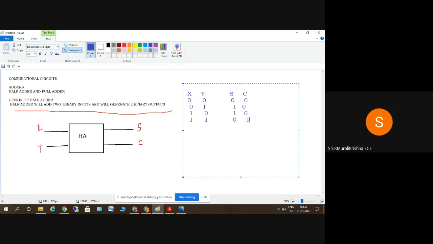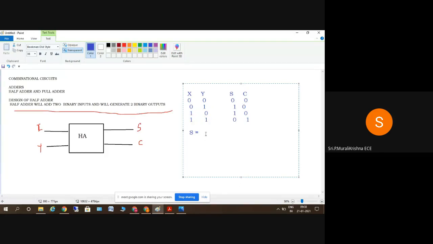So the carry will be 1 when x is equal to 1 and y is equal to 1; sum will be equal to 0 and carry will be equal to 1. That is the case here. Now if I write the equations, we check the truth table. I have to add the min terms which make the values of the truth table 1. So S is equal to 1 for these input combinations, and C is equal to 1 for these combinations.